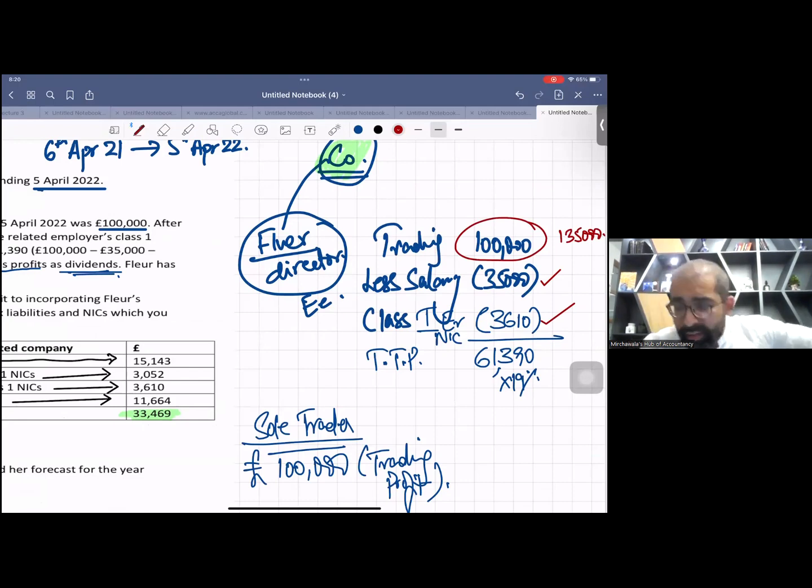So what changes do you need to make? Look here. Your final answer will be increased by 35,000 and then multiply by 19%. You can do it like this: 61,390 plus 35,000 times 19%. Why? Because in the middle everything is the same. Your allowed expenses remain the same, the same 35,000 director salary, the same class 1 employer NIC, and I see no change in it. So just increase your bottom number by 35,000.